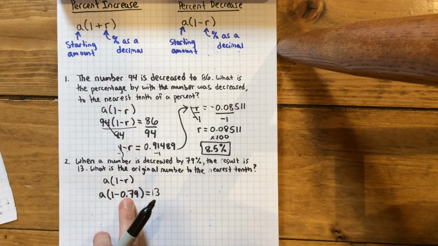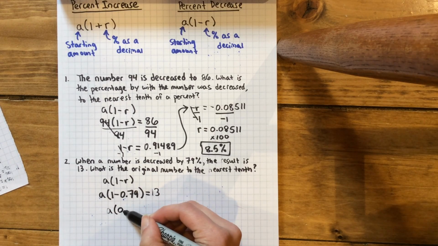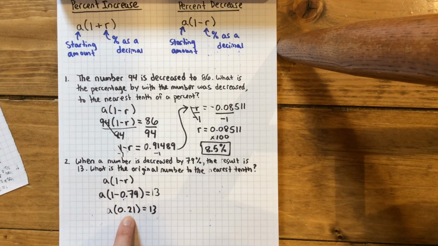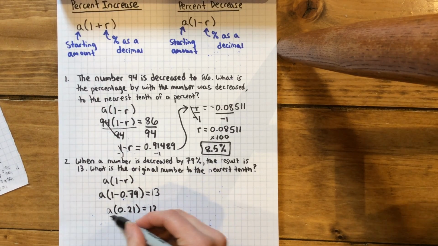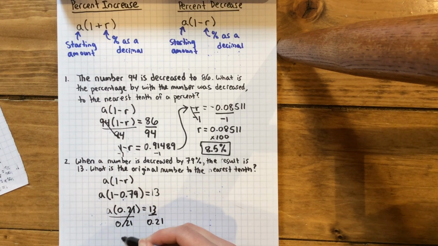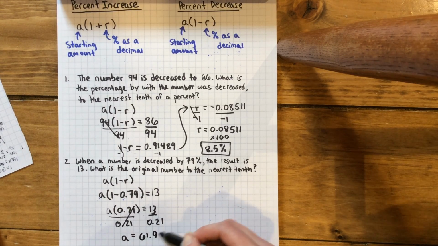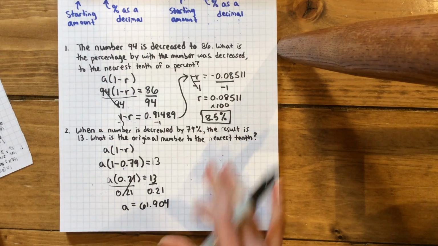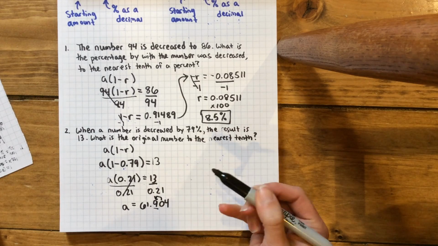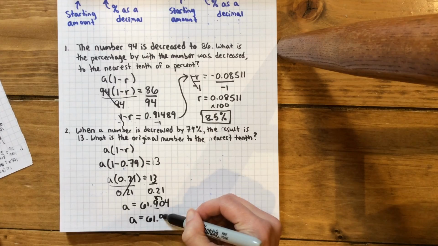I'm going to simplify this just by subtracting. So I get A times 0.21 is equal to 13. Since A is being multiplied by 0.21, I'm going to do the inverse, which is division, and divide both sides by 0.21. So I find that A is equal to 61.904. I asked for the nearest tenth, so I went around to where the 9 is. The 0 does not affect it. So my starting amount was 61.9.